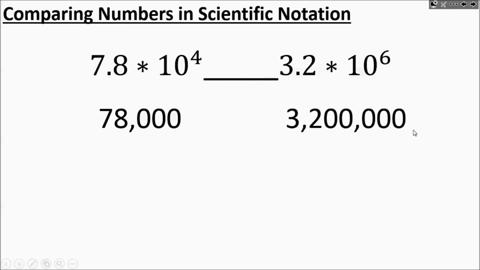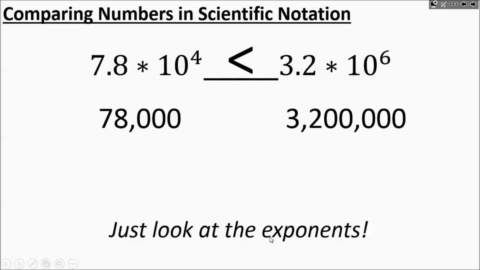So here you go. Now obviously when you have 78,000 compared to 3,200,000, it's going to be a less than symbol. Now the quick trick for this though is to just look at the exponents. As soon as you see this 10 to the 4 compared to the 10 to the 6, the 10 to the 6 is going to have more zeros involved. So therefore, you can just make the decision without even having to work out the numbers. Just look at the exponents. Let's try another one.